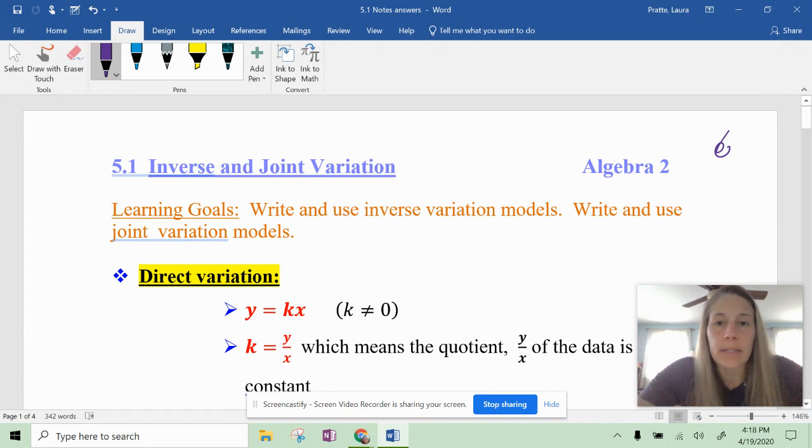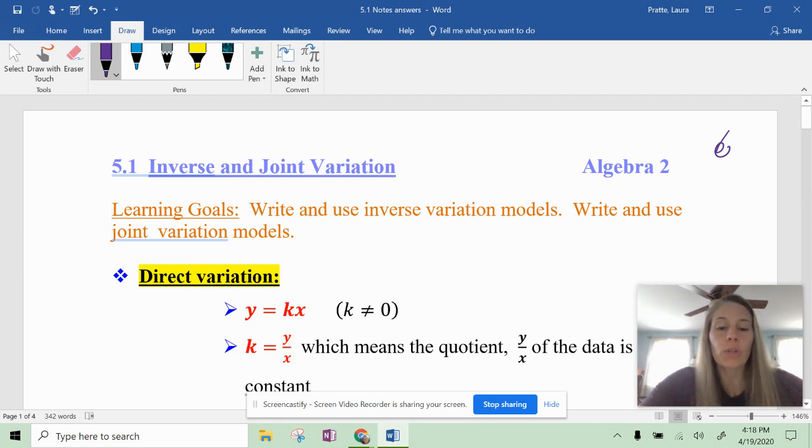Today we are going to be starting chapter 5. The first section of chapter 5 is inverse and joint variation. Those are the notes we're going to go over today. Basically, the first thing we're going to do is review our direct variation.